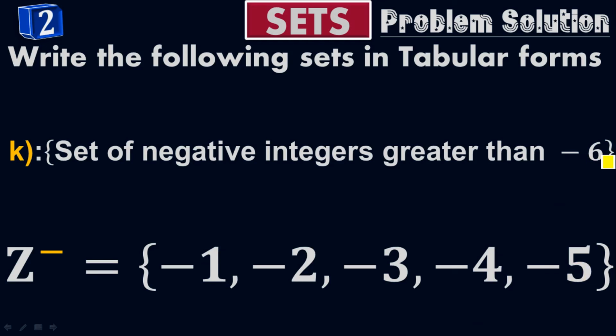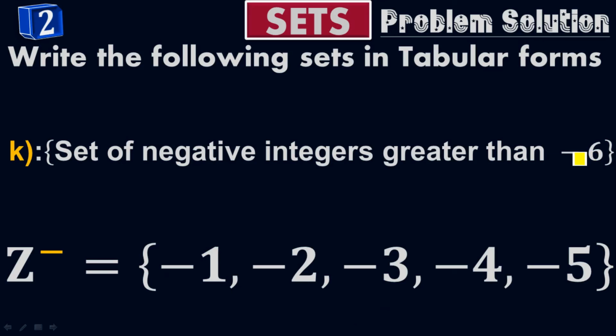Remember, -6 is lesser than -5. Remember, the next value which is greater than -6 is -5. And the next value which is greater than -5 is -4. The integer which is greater than -4 is -3. Integers greater than -3 is -2. Integers greater than -2 is -1. These all are the negative integers which are greater than -6.